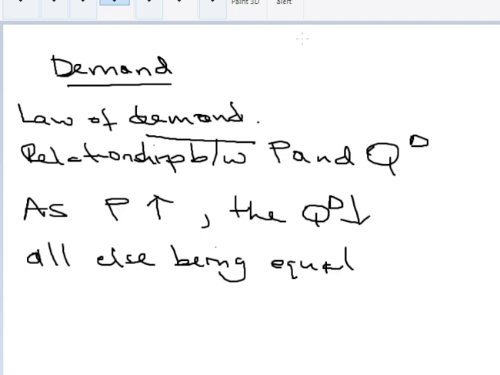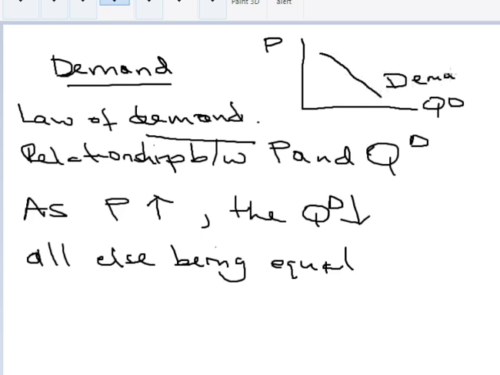So let's see what it would look like. This would be the quantity demanded, and this would be the price. And so we have this downward sloping demand curve. So right away we see a difference between demand and the quantity demanded. That's going to be super important to understand.